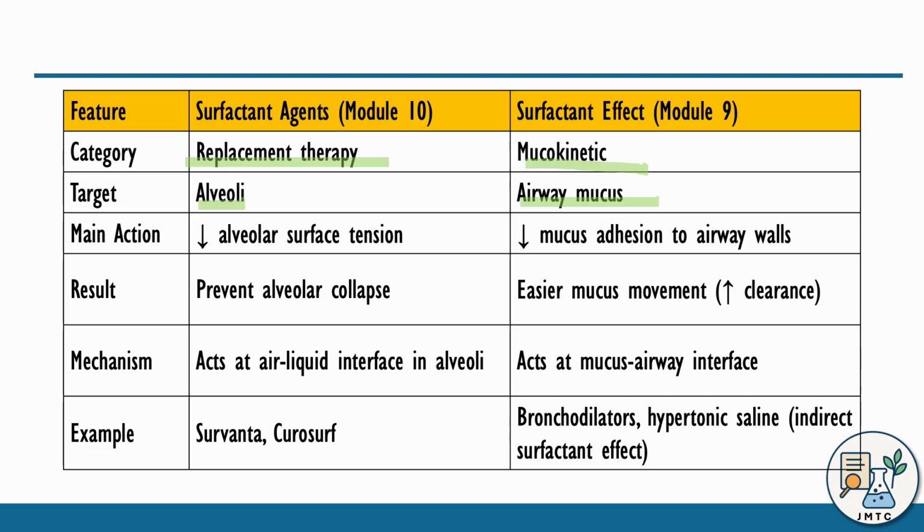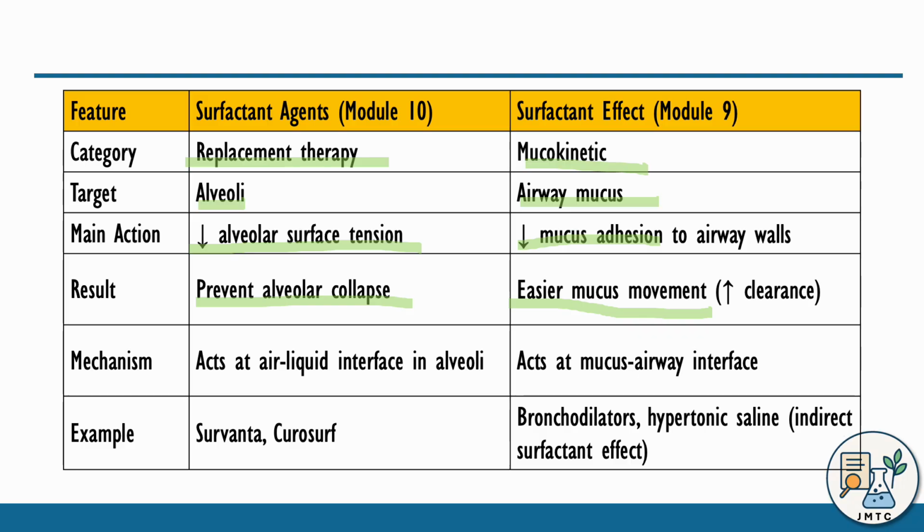For the main action, nasabi na kanina to, for Module 9, it decreases mucus adhesion sa airway walls. While here in Module 10, it decreases alveolar surface tension. As a result, for Module 10, which we will later discuss more, it prevents alveolar collapse, therefore improving gas exchange. For Module 9, ang result natin dito is the movement of the mucus. Easier mucus movement, mas madali siyang mailabas.